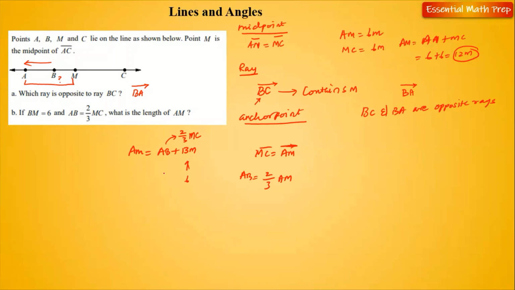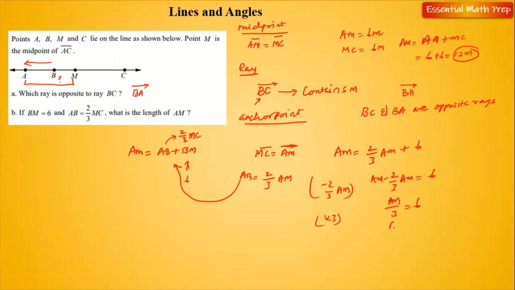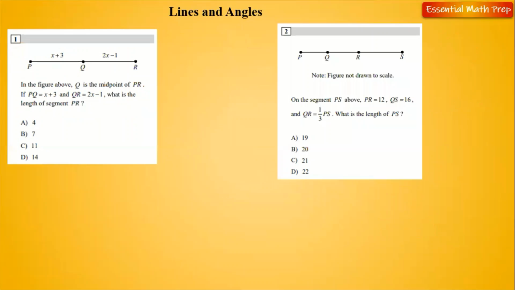Now plug this back into this expression and solve for AM. So AM equals 2/3 of AM plus 6, right? If you subtract 2/3 AM on both sides, that will give you AM minus 2/3 of AM equals 6. That's essentially AM over 3 equals 6. If you multiply by 3 on both sides, AM equals 18. Does that make sense? Let's continue.